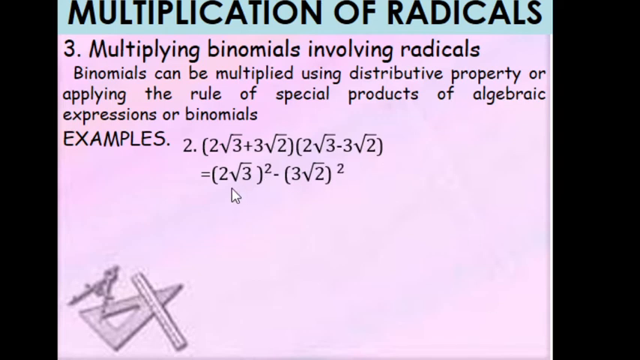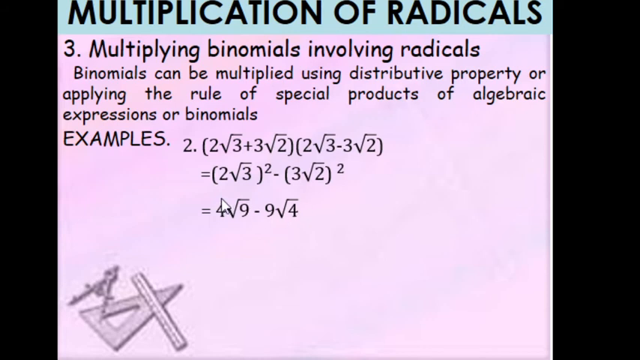So, this will become 2 square root of 3 raised to 2 minus 3 square root of 2 raised to 2. So, ang gagamitin nating symbol is minus. Okay? So, this will become 2 raised to 2 is 4 and 3 raised to 2 is 9 minus 3 raised to 2 is 9 and 2 raised to 2 is 4.